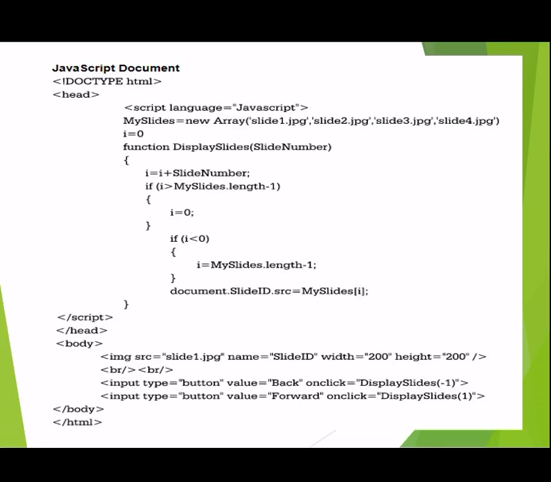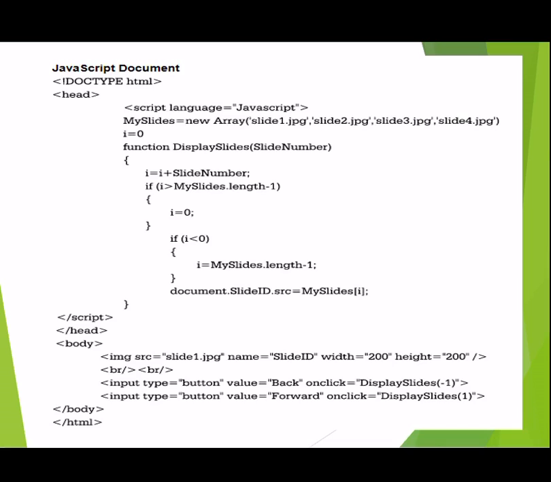So the function you will take in order to display the slide is displayslides. Function name is what? displayslide. And in that you are going to pass an argument, slidenumber. Okay, i is equal to i plus slidenumber. So initially i is 0, so 0 plus whatever slide number is there, it will be displayed.